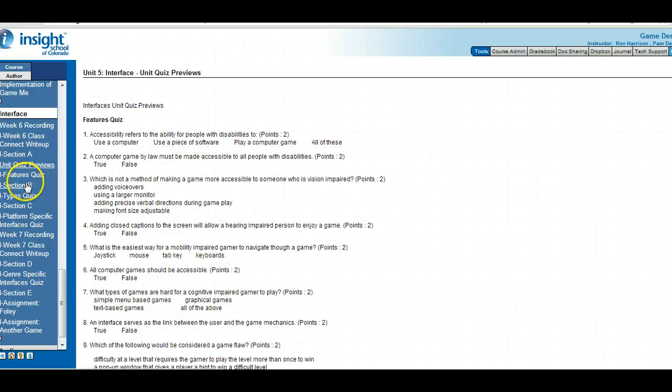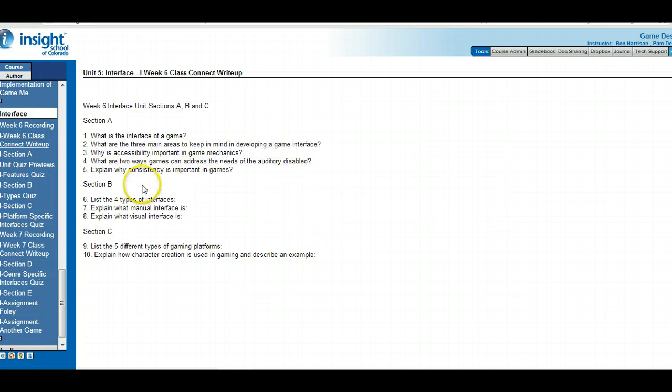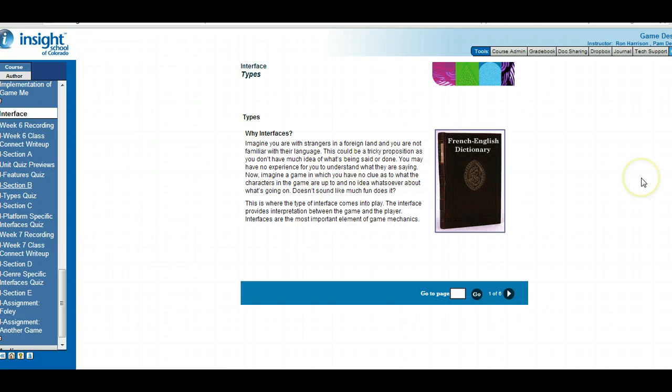So that was section A. So now we're jumping into section B, and the write-up questions for section B. Let's go over these. List the 4 types of interfaces, explain manual interface and visual interface. So section B. Now we're going to talk about specific types of interfaces. So we already learned what an interface is, right? It's the way that you interact with the game and how the game keeps you involved.